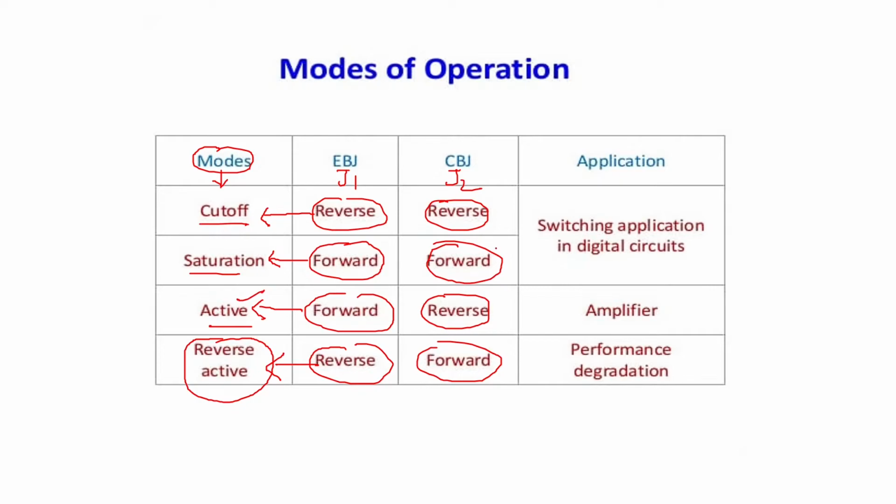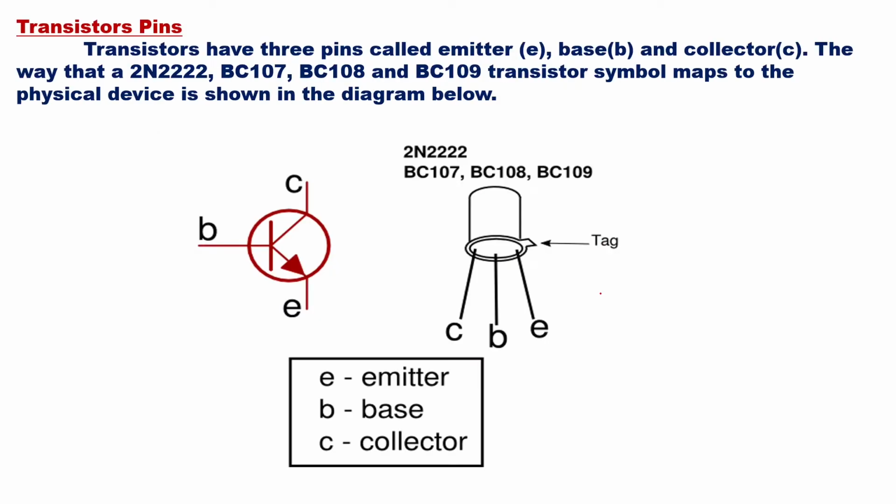So when you make a transistor operate in cutoff or saturation, you are using that transistor in a switching application. When you use the transistor in active, you are using the transistor in an amplifier application. So depending upon which application you are going to use, you can decide the mode of operation of the transistor. Then we'll go to see the transistor packages.